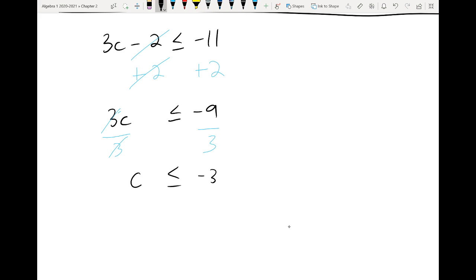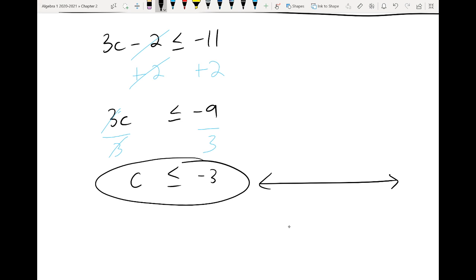Wait, hold on, guys. Take a look at this. We divided negative 9, so we need to flip our sign, correct? And that would not be the case. When we divide by a negative, not when we divide a negative, is when we are going to switch that sign. So, again, I only need 2 tick marks on here, right?